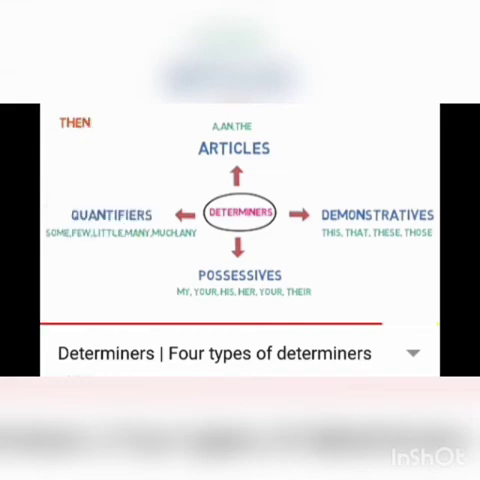First one, articles, which are a, an, the. Second one, demonstratives, which are words like this, that, these, those. Third are possessives, which are words like my, your, his, her, our, their. And fourth one, quantifiers, which are words like some, few, little, many, much, more. So that's all about determiners in this video.